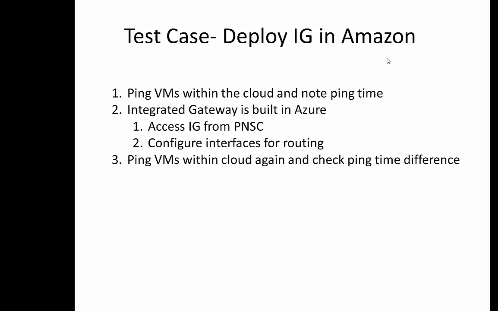For deploying the integrated gateway in Amazon, sorry, that's a typo. That's Azure. It's even simpler. You access the PNSC and configure the interfaces for routing. That's all. And after that, you should be able to ping the VMs. Okay.